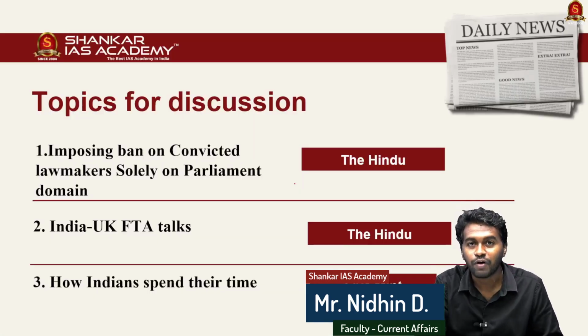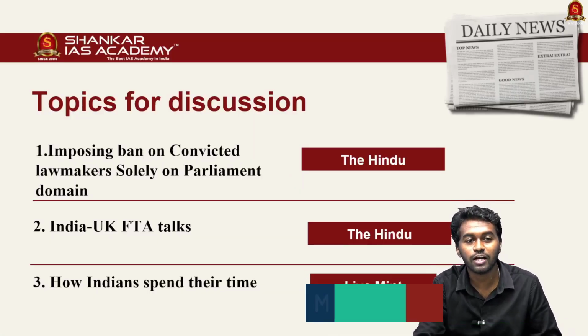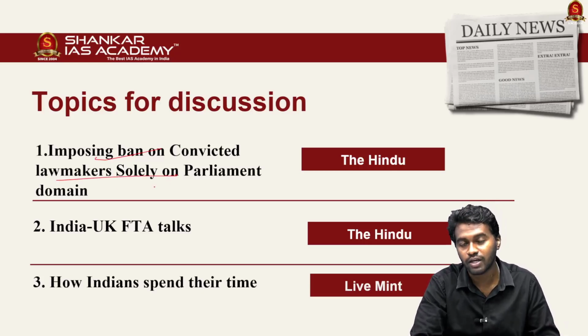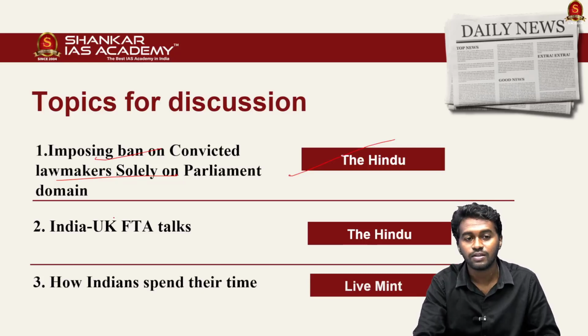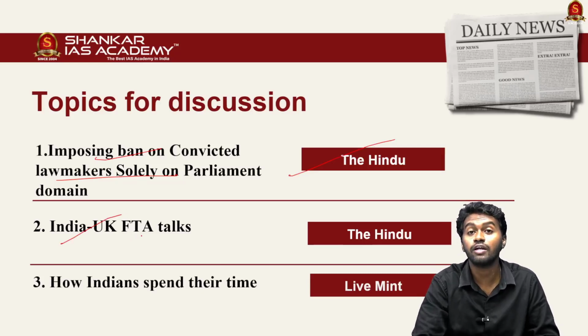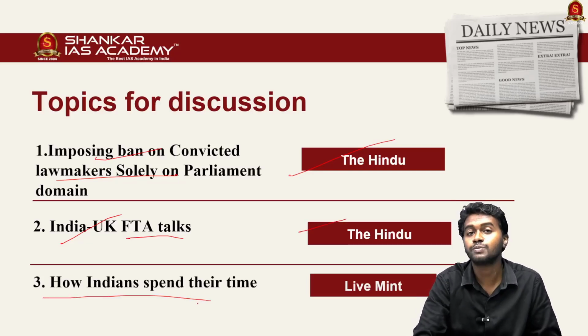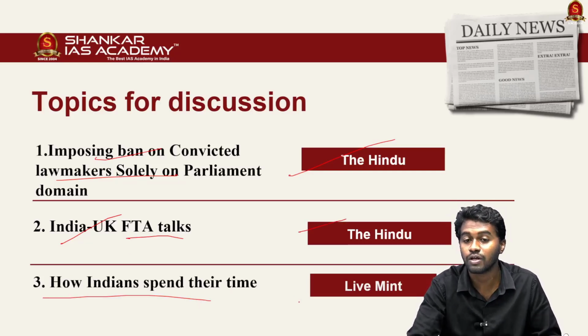Displayed here are the list of articles that we will be discussing today. The first article, imposing ban on convicted lawmakers solely on parliament domain. The article is taken from The Hindu. The second article, India-UK Free Trade Agreement talks. The article is taken from The Hindu. The third article, how Indians spend their time. The article is taken from the newspaper Live Mint.